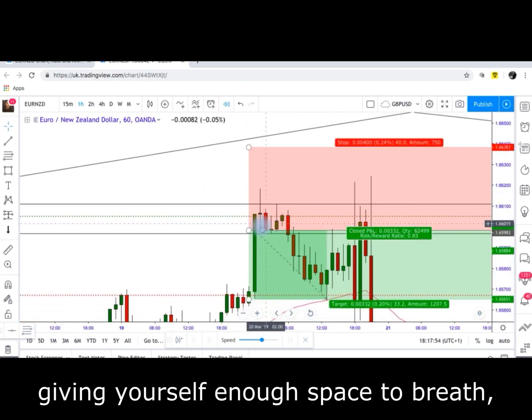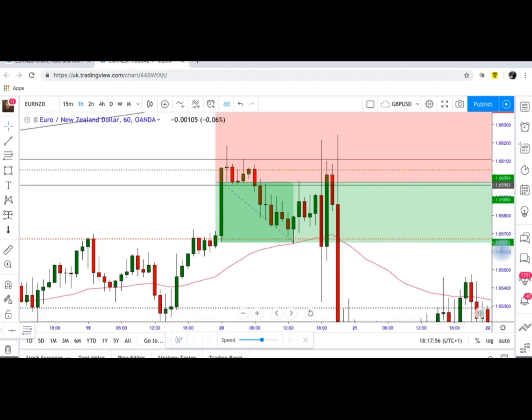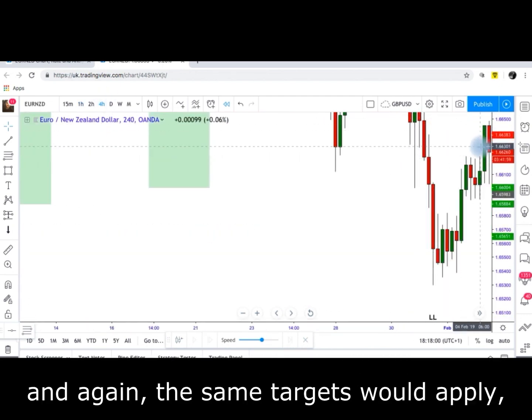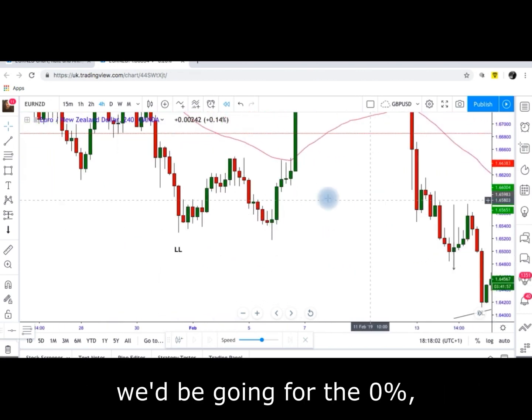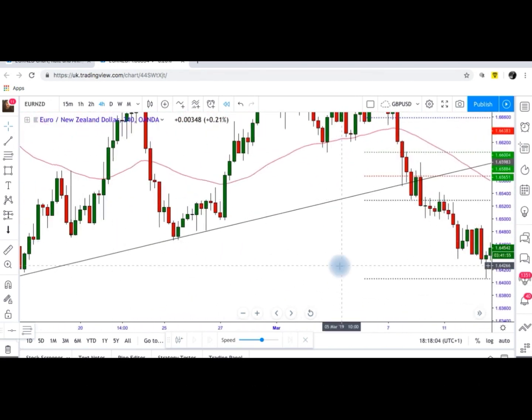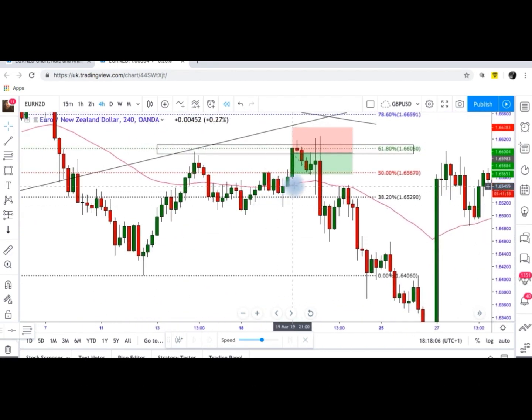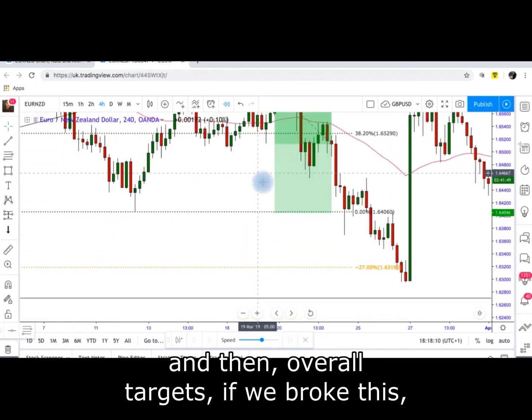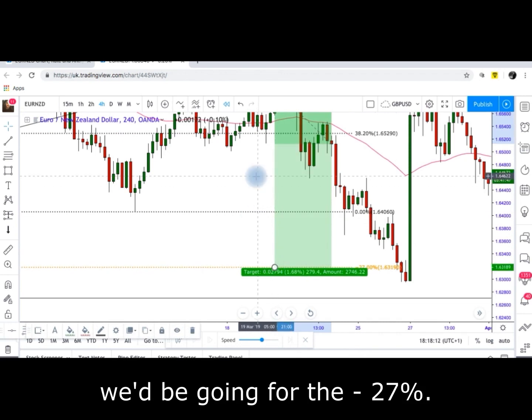Giving yourself enough space to breathe, 30 to 40 pips. As you can see, we actually came up to pop this again. And again, the same targets would apply. We'd be going for the 0%, which is down here. And then overall targets, if we broke this, we'd be going for the minus 27%.